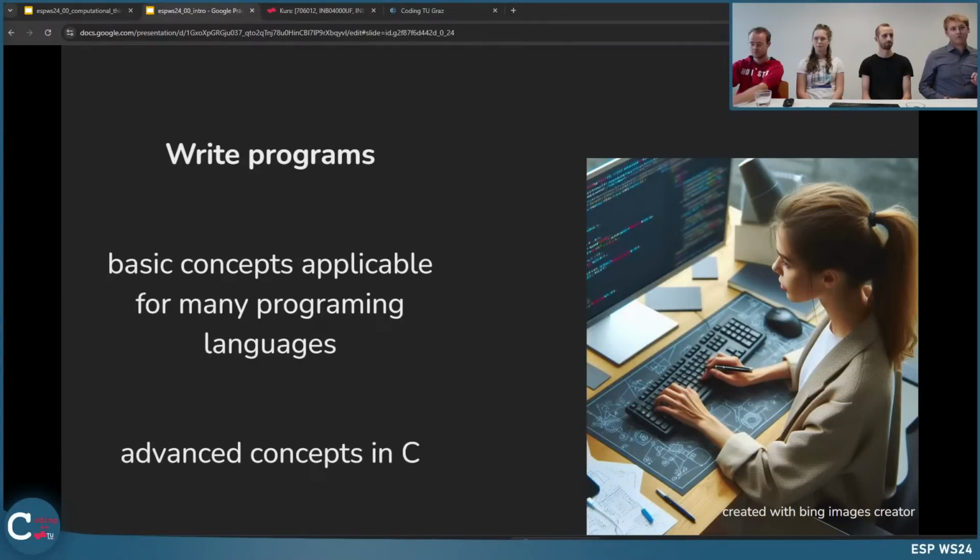So really to find a solution, apply basic concepts which you learn hopefully through the lecture, and apply these concepts to find your unique strategies to solve a problem. And for that, you can use, for example, a programming language. In this course, we will particularly focus on the programming language C, and you will learn to use and apply advanced concepts in C.